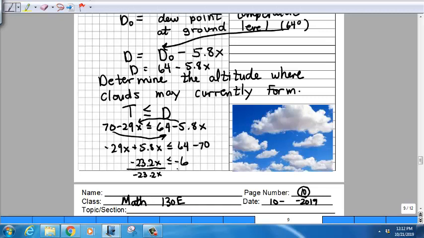Now it's easy to continue solving here, just divide both sides by minus 23.2, right? But when you do that, remember you've got to reverse the direction of the inequality because here we're dividing by a negative. So I end up with x is greater than or equal to minus 6 over minus 23.2. And let's use a calculator to give us a decimal approximation for that, okay? Say to one decimal place.